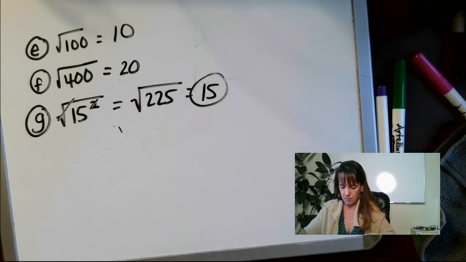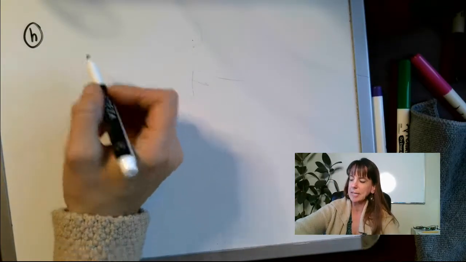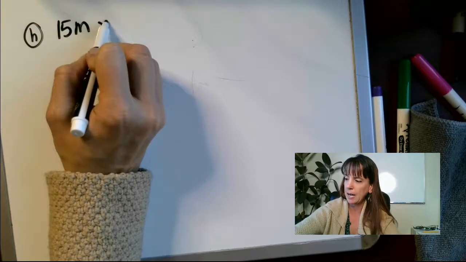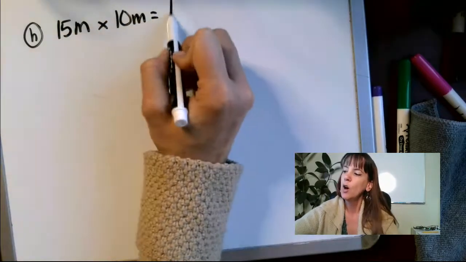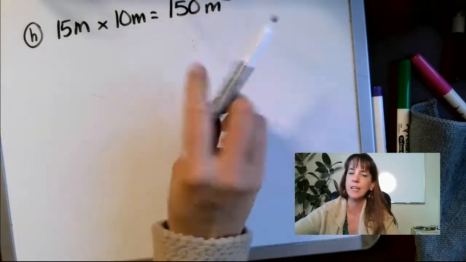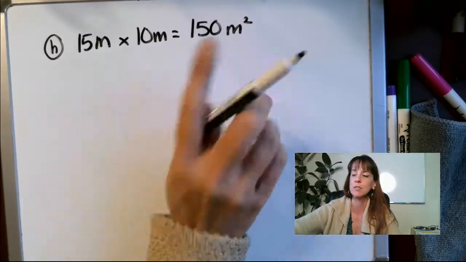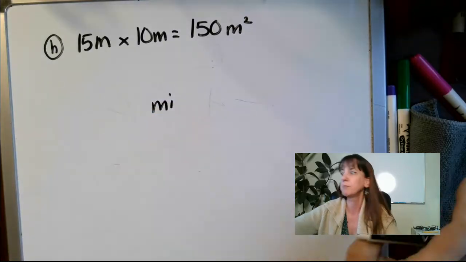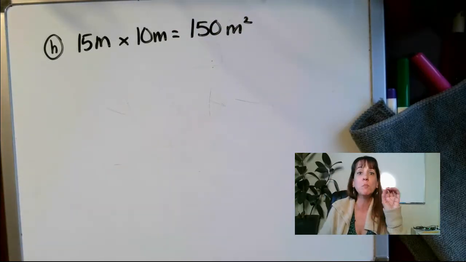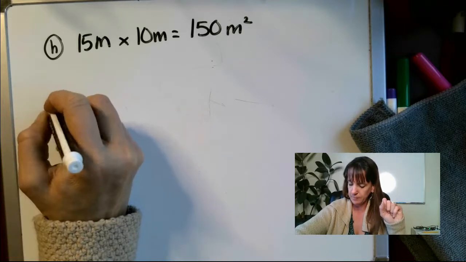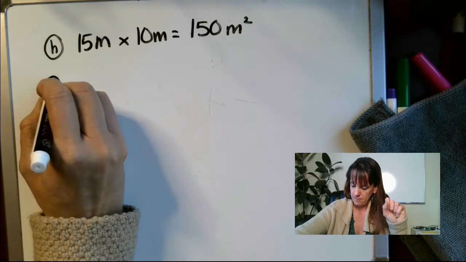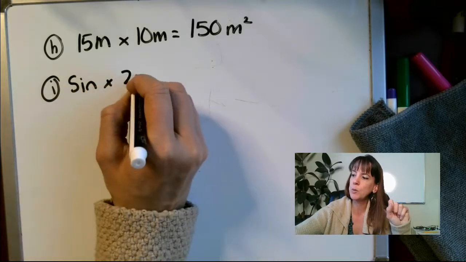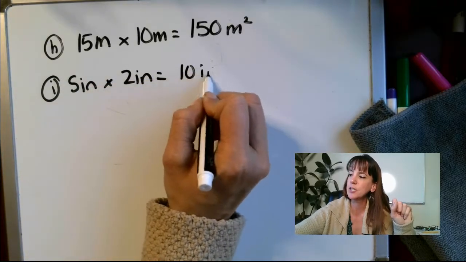All right, so let's move on to H. H is, find the area of the rectangle. It's 15 meters by 10 meters, which means it's going to be 150 meters squared. Guys, notice that that's meters, not miles. Miles abbreviation is MI, okay? Be very clear about that. With all of these, you must have a unit. You will get it marked wrong if you do not. I, this is 5 inches by 2 inches, which equals 10 inches squared.